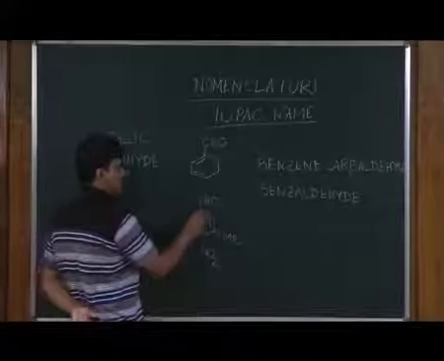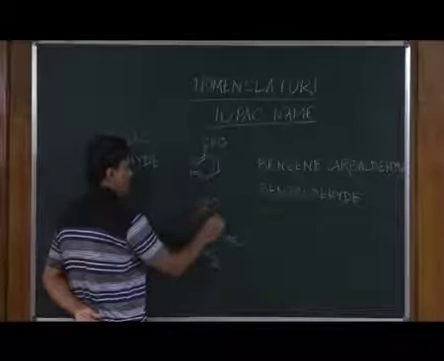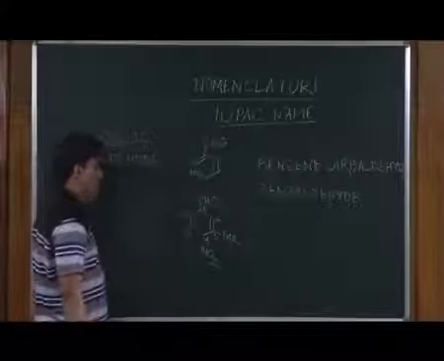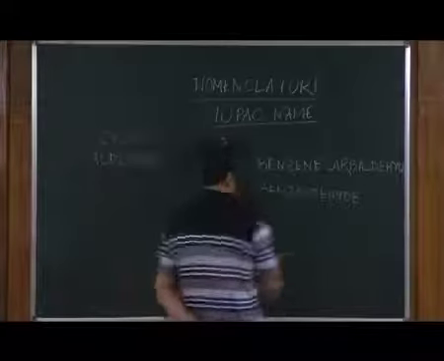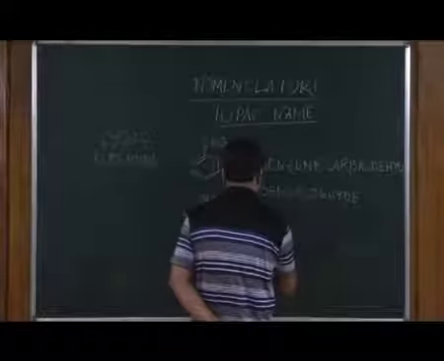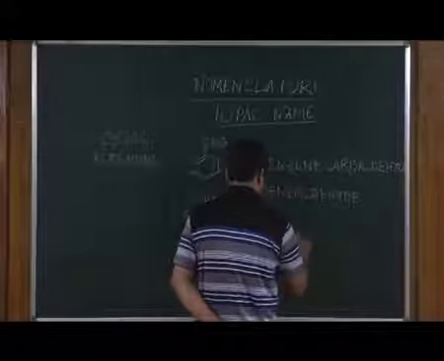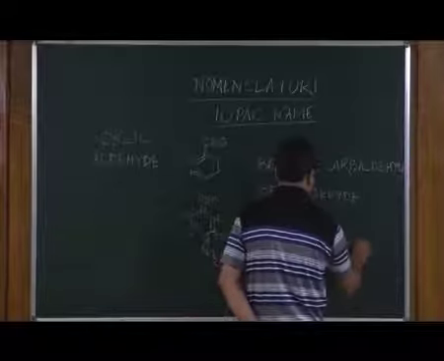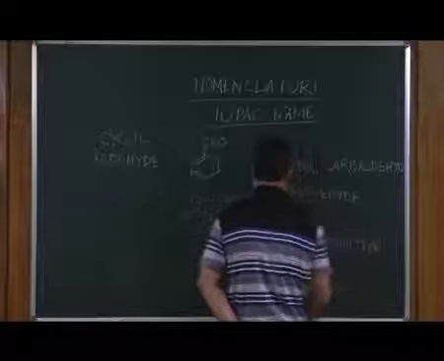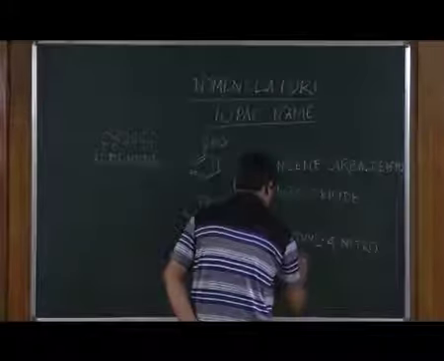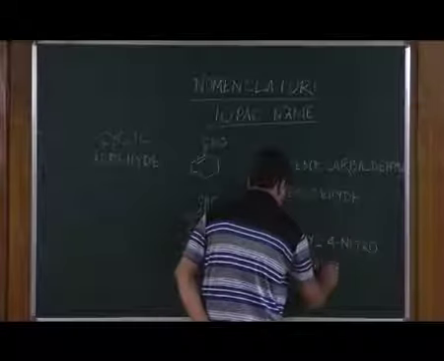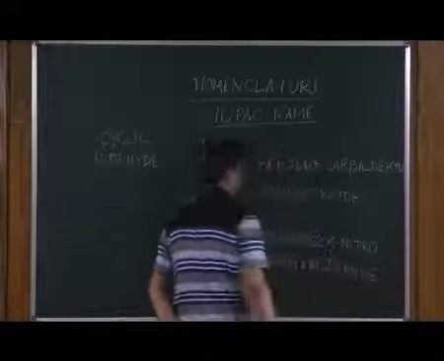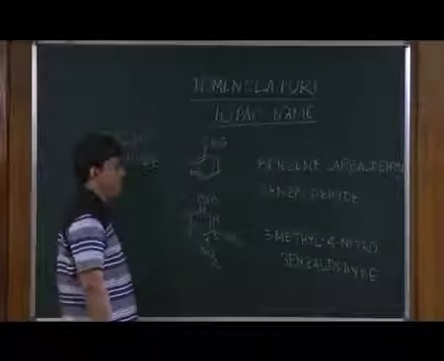Here also the numbering will start from the carbon atom where the aldehyde group is attached. So, what will be its name? 3-methyl-4-nitrobenzaldehyde.